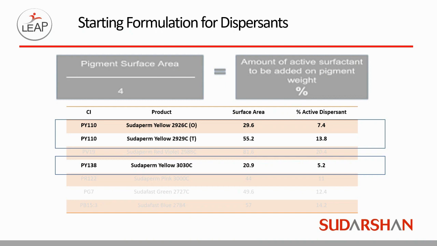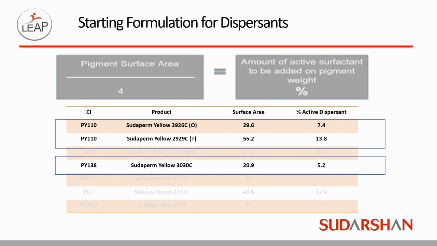From a dispersant perspective, this goes on again on the liquid side, whether it's coatings or inks. It's a surface area dependency for our starting formulation. An example would be the Pigment Yellow 110, where we have a transparent and an opaque. Surface area is very, very different, so it's going to require a different amount of active dispersant for that formulation to stabilize it.